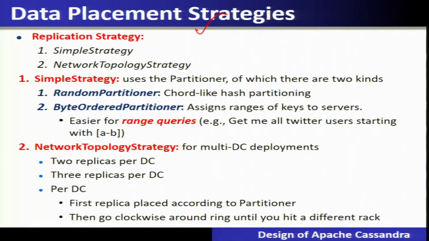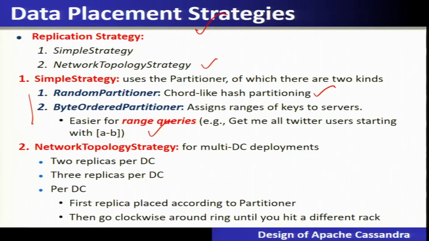The first type is called simple strategy, the other is called network topology strategy. Simple strategy uses a partitioner, of which there are two kinds. One is called random partitioner, which is like hash partitioning. The other is called byte order partitioner, which assigns a range of keys to the server. So byte order partitioner is easier for range queries.